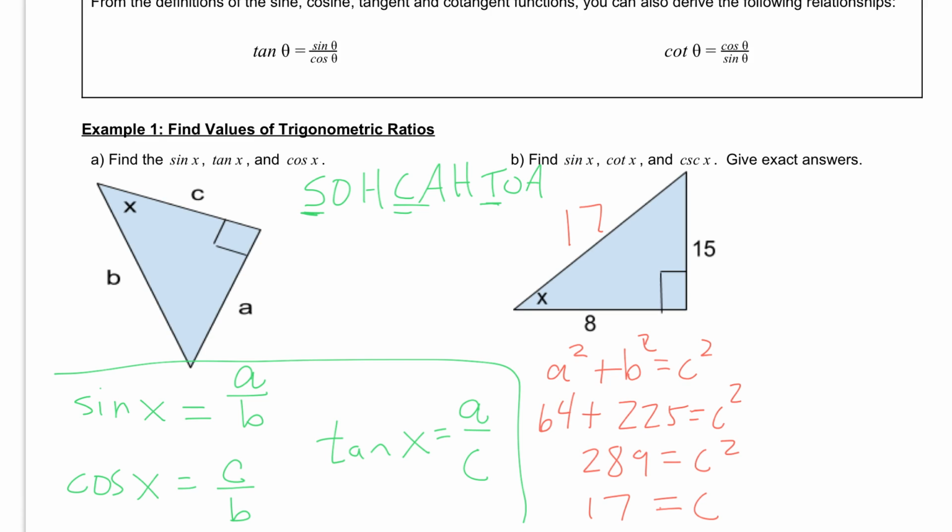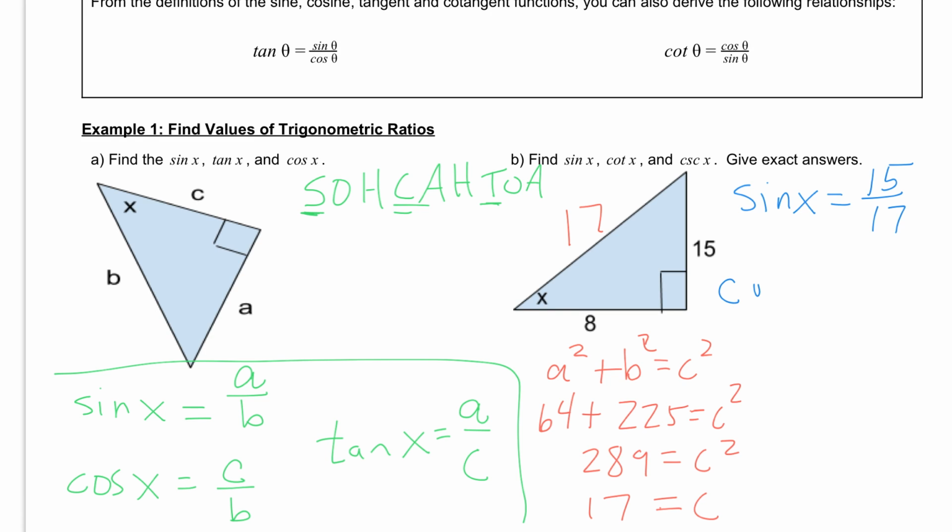I need to find the sine, the cotangent, and the cosecant. So I'm going to start with the sine of x. And the sine of x, if I refer back to SOH-CAH-TOA, is the opposite over the hypotenuse. So I'm going to find my angle x. I want the opposite, which is 15, over the hypotenuse, which is 17. So the sine of x is 15 over 17.